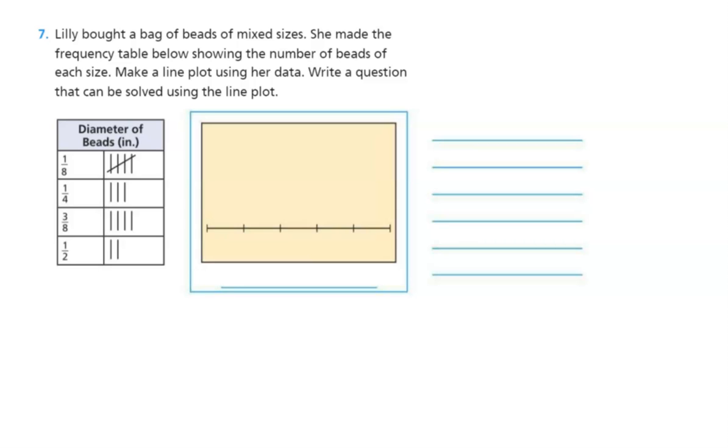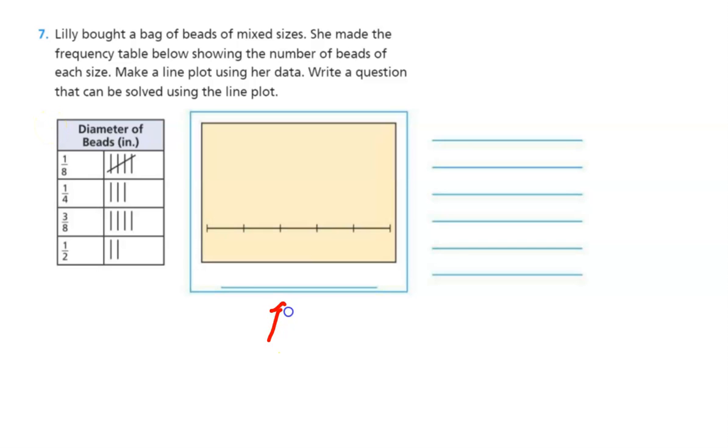So I'm actually not going to solve number 7 for you, but I'm going to help you a little bit. It says, Lily bought a bag of beads of mixed sizes. She made the frequency table below showing the number of beads of each size. It wants you to make a line plot using her data, and then you're going to write a question. You're going to write any question you want. I'll give you one example. Maybe something about beads that had a diameter, because it says diameter of beads. So how many beads had a diameter of 1/4 inches or less, something like that.